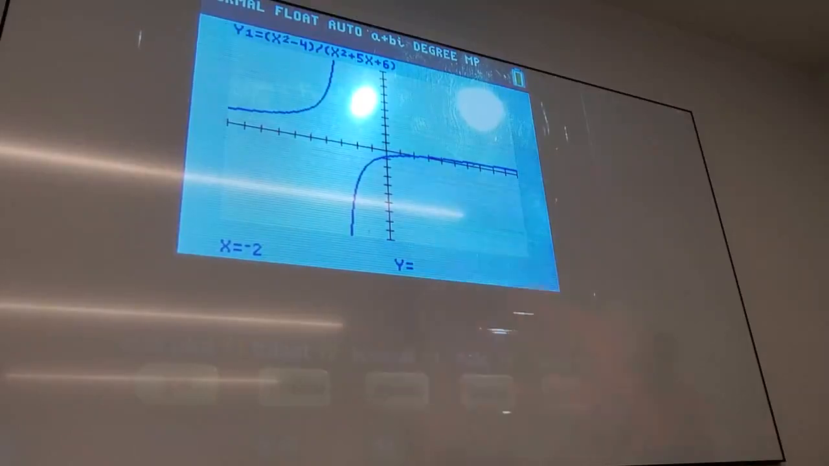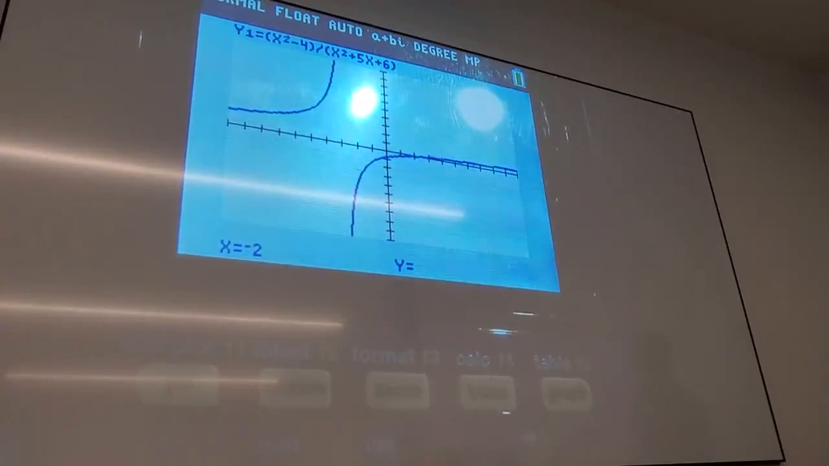So that's one little weird thing that could happen. If one of your factors cancels, instead of a vertical asymptote, it's an open circle. So literally, on your paper, when you have to graph this thing, you just draw an open circle there. Instead of a wall. No big deal.